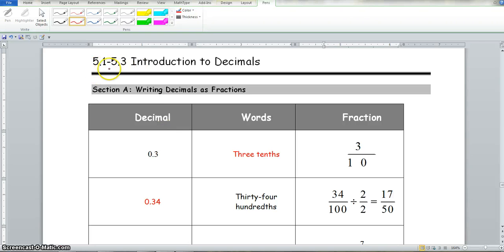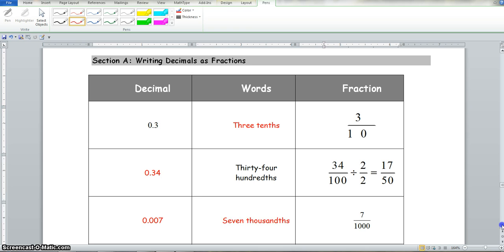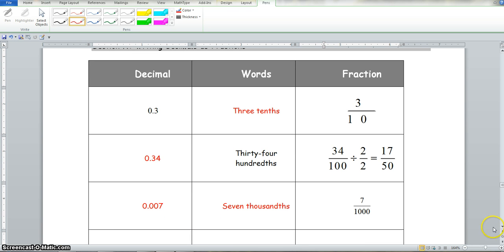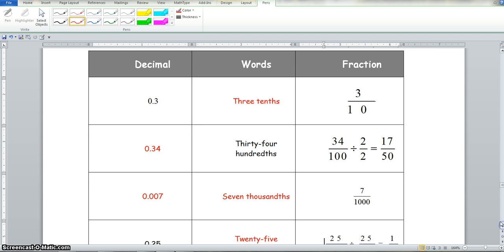Okay, class, we're starting section 5.1 through 5.3, Introduction to Decimals. Section A, writing decimals as fractions. Now, I took the liberty of filling in these empty boxes that you have on your course pack because when I write on this, it skips. So I just took the liberty of filling this out.